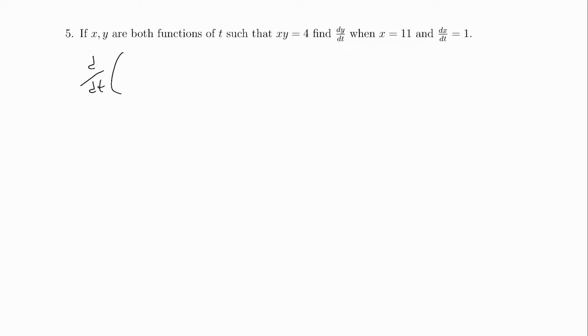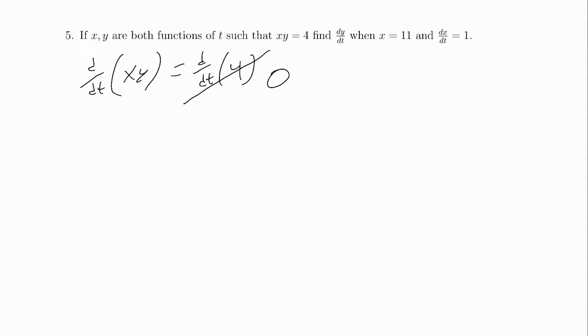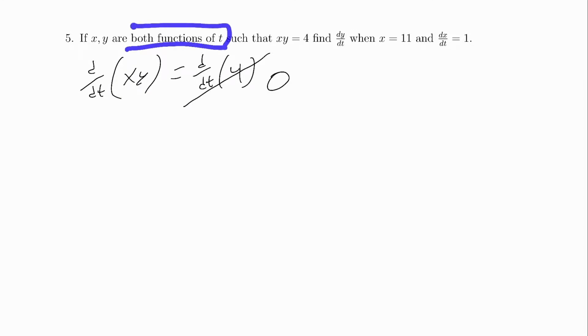So let's take d dt of both sides. The derivative of a constant is always 0, so that's easy enough. Here, we have x and y multiplied together. But what are x and y? They are both functions of time. They both change over time. And so we have two functions of t multiplied together, and we're taking the derivative. That means we have to use the product rule.